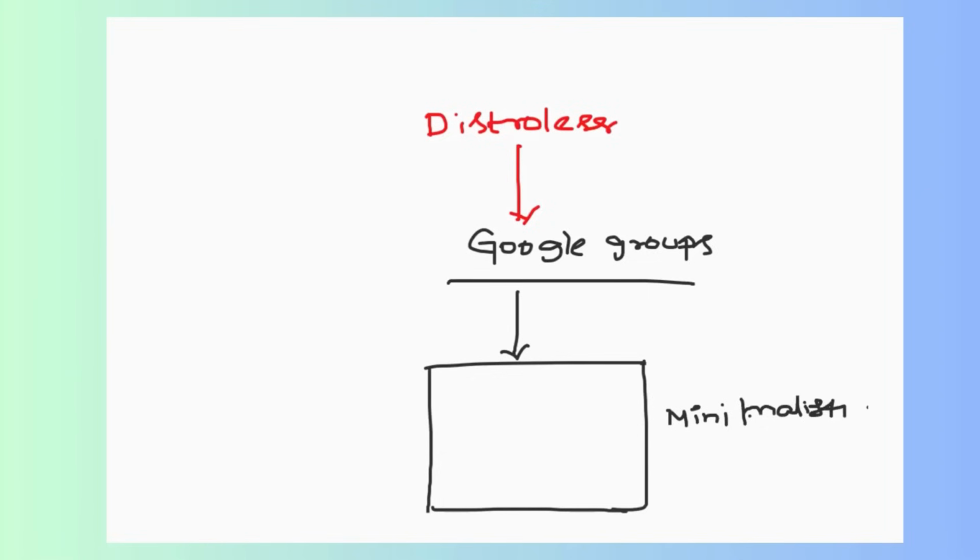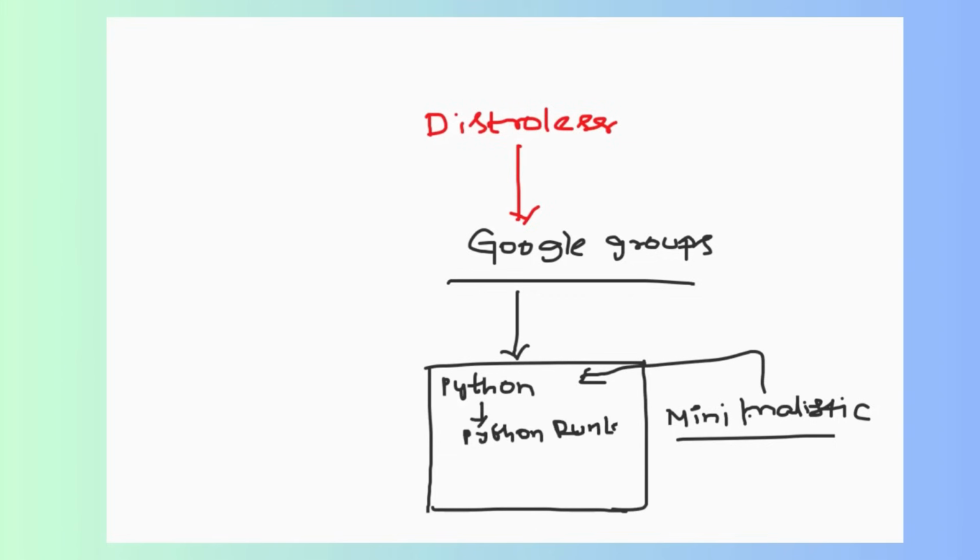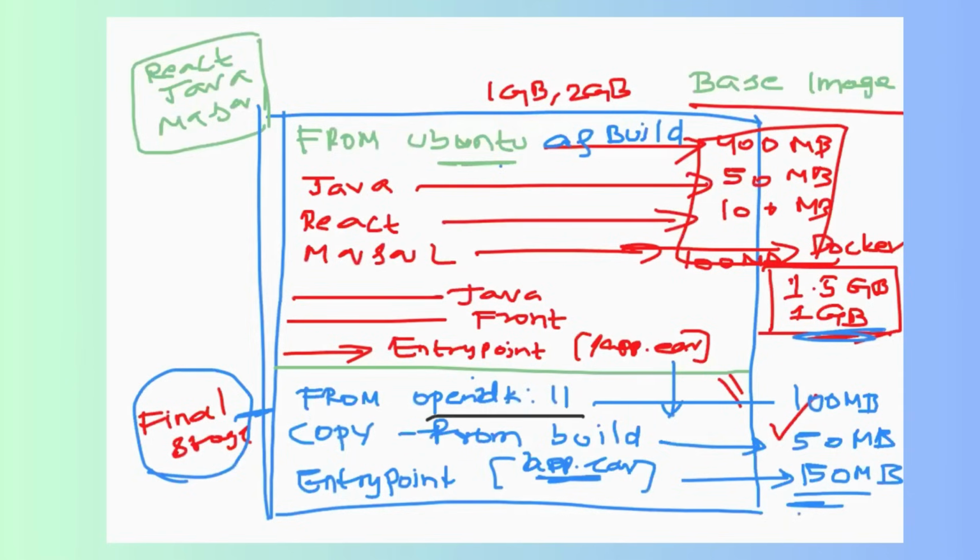It will hardly have any packages. For example, like I told you, if you choose a Python distroless image, now where will you get these distroless images? Don't worry, I'll show you that as well. So this Python distroless image will only have the Python runtime. Like in the previous example I explained, I will choose an OpenJDK distroless image. Like I told you, this will be only 100 MB because it only has OpenJDK.